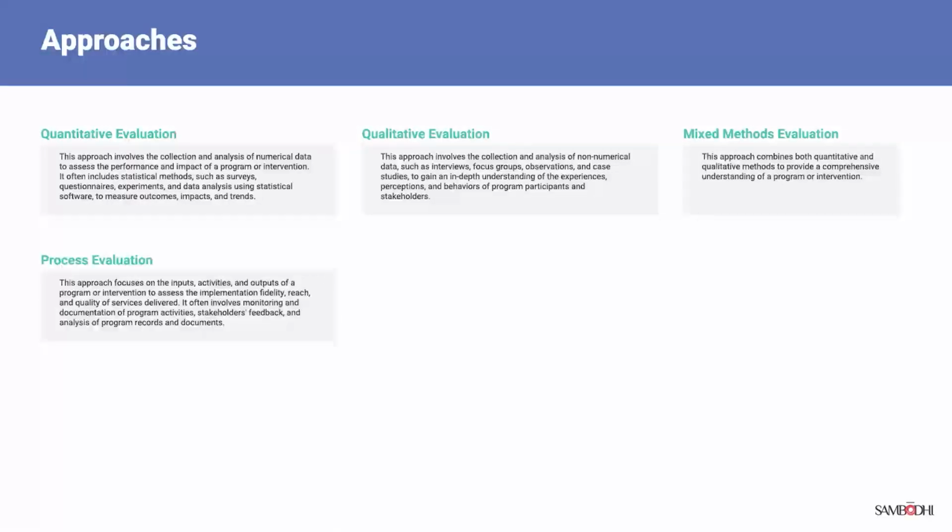Next up is process evaluation. This approach focuses on the inputs, activities, and outputs of a program or intervention to assess the implementation fidelity, reach, and quality of services delivered. It often involves monitoring and documentation of program activities, stakeholders' feedback, and analysis of program records and documents.